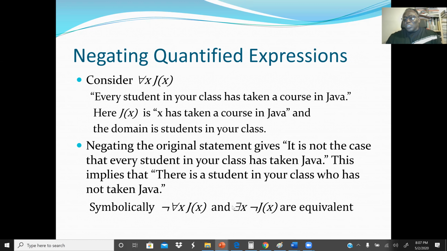Because if I put the negation in front of some of the students, it means not everything becomes there's none. So here, not all x means some of the x have not taken Java. So the two are the same. And we should pay attention to where the negation symbol is for both.